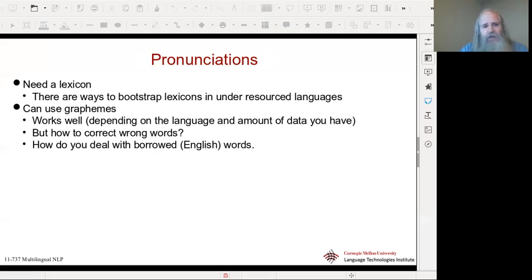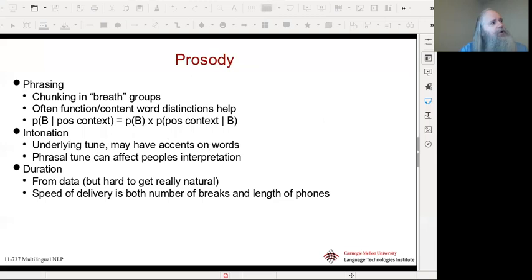a nice pronounceable language. What about prosody? By prosody, I'm actually meaning three things. Phrasing, how do you get chunks, sometimes called breath groups, although you don't necessarily have to have a breath. Actually, in most languages, if you know about function and content words, this gives you lots of information about where a break could be.